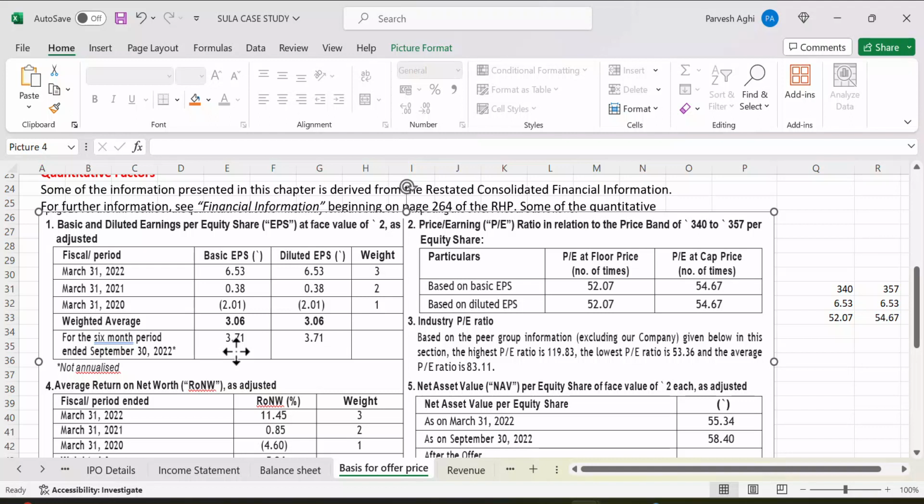This that is coming is for 6 months, the last 6 months, the last 2 quarters. So if you double it up and make it annual, it is actually going above the last reported number, which is 6.5 rupees. Then the most important thing.